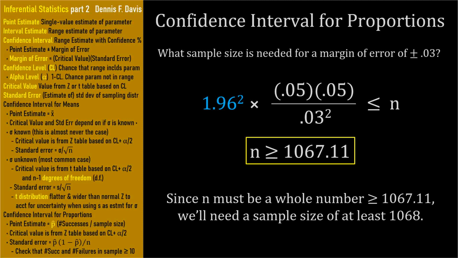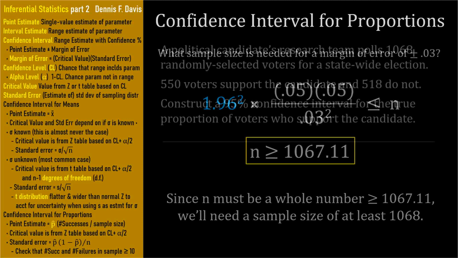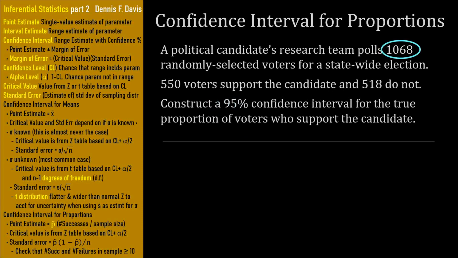This is actually a real-life application. Pollsters will often have sample sizes near 1100 to provide relatively small margins of error. So, for the sake of completeness and to get a little more practice, let's repeat the problem with a sample size of 1068. When we conduct this poll, we find 550 support the candidate and 518 do not.